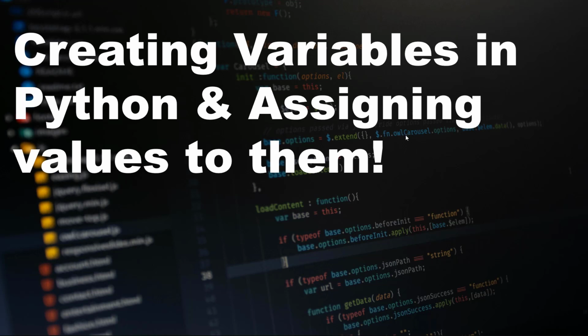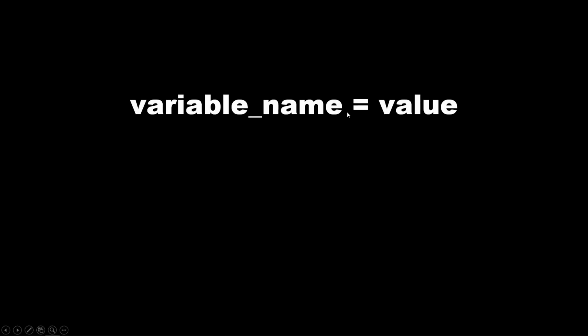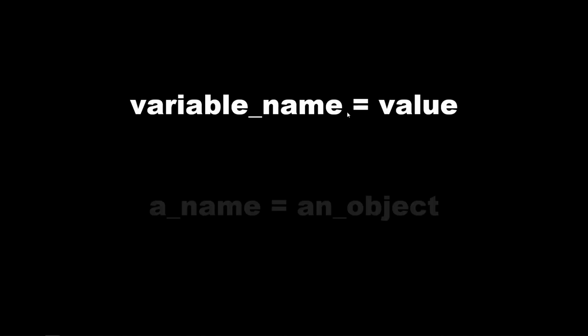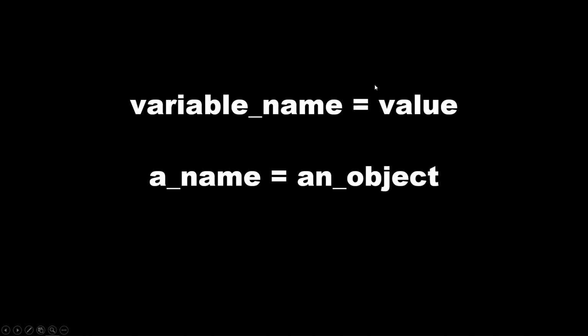To create a Python variable, all you need to do is specify the variable name and then assign a value to it. Now, the way I'd like to think of it is a variable name is equal to a value. I also like to think of it as a name is equal to an object.